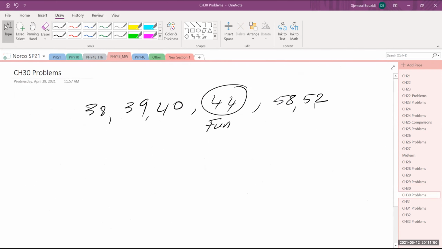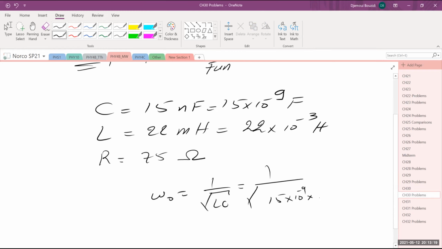Typically, my preferred approach to these problems is to first find omega naught. Omega naught is clearly equal to 1 over square root of LC. That is 1 over the square root of L, which is 22 times 10 to the negative 3, times C, which is 15 times 10 to the negative 9. From here, 10 to the negative 9 and 10 to the negative 3 give 10 to the negative 12. So I have 1 over square root of 15 times 22, and then 10 to the negative 12 in the denominator. When you square root it, it's 10 to the negative 6, and when you take it up, it's 10 to the power 6.